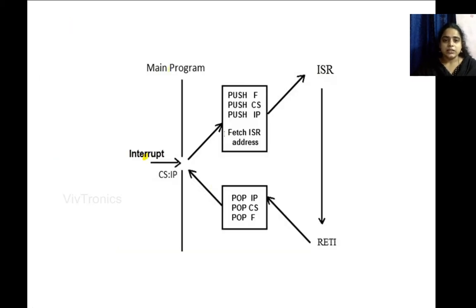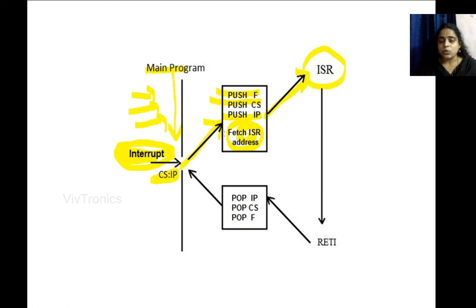So you can see here, this is our main program. These are the steps as it is flowing, and here an interrupt has come. Whenever an interrupt comes into the picture, the code segment and the instruction pointer are pushed to the stack: push instruction pointer, push code segment, push flag register, and it fetches the interrupt service routine address. Once the interrupt service routine address is fetched, it goes directly to the ISR and executes the program that is there in the interrupt service routine.